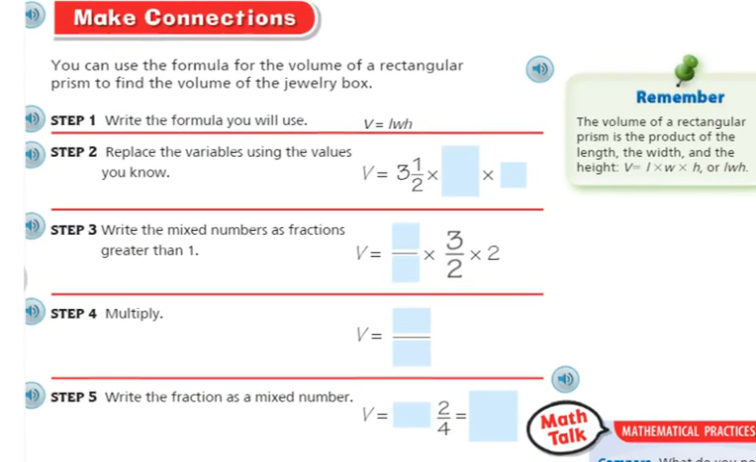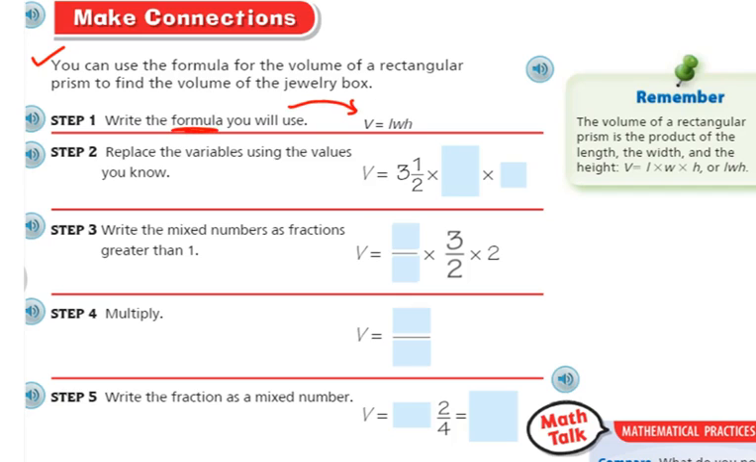So let's go take a look at the making connections. You can use the formula, which is what we're primarily going to focus on here. We're going to use the formula for the volume of a rectangular prism to find the volume of the jewelry box. So step 1 with all of our formula work is we're always going to write down the formula to use.